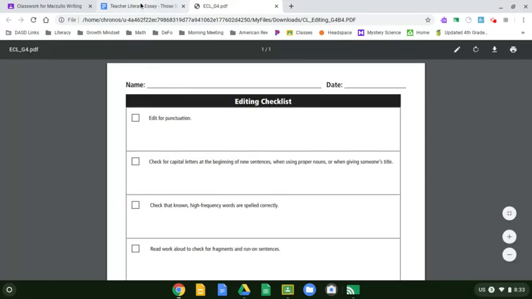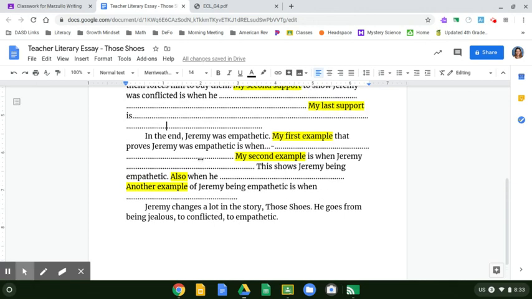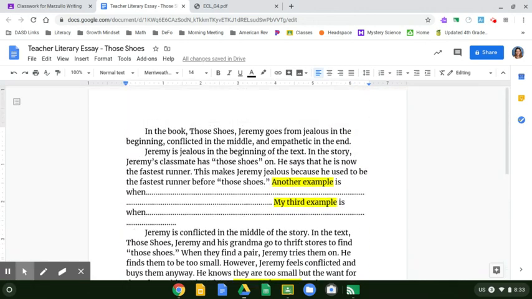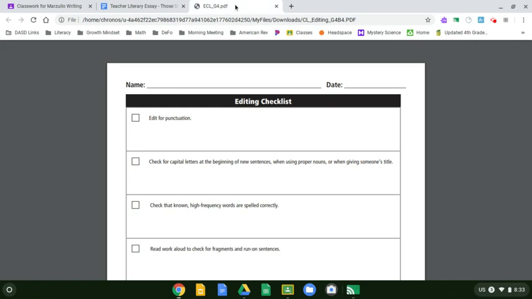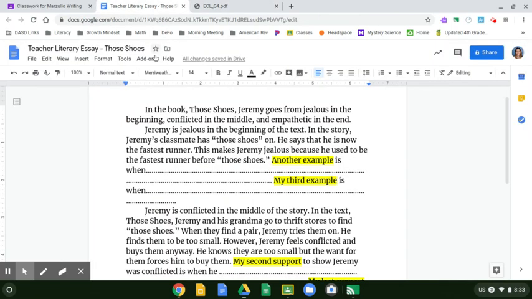So you're going to go into your literary essay. Here's mine. Yes, not completed. Left out the example so you don't copy me. But I would go through and check for one of those things at a time. So let's say I'm going to check for editing for punctuation.